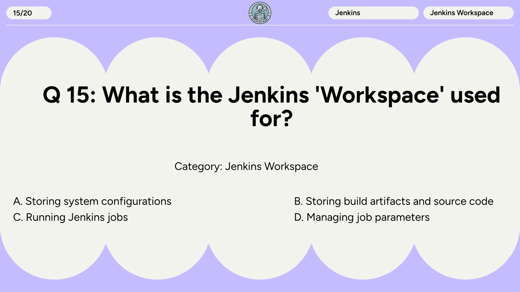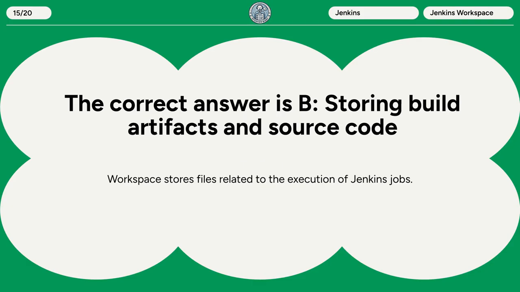Question 15. What is the Jenkins workspace used for? A. Storing system configurations. B. Storing build artifacts and source code. C. Running Jenkins jobs. D. Managing job parameters. The correct answer is B. Storing build artifacts and source code. Workspace stores files related to the execution of Jenkins jobs.